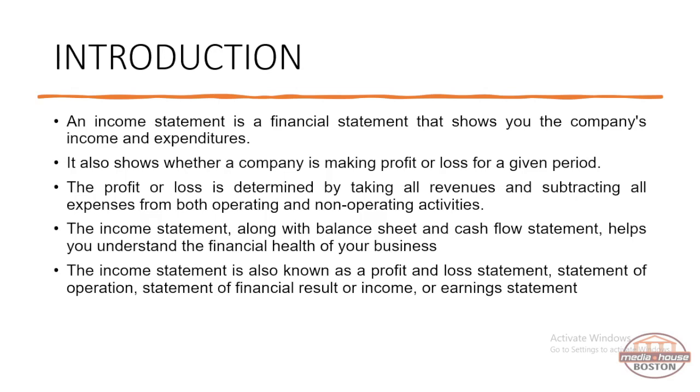The income statement also indicates whether the company is being profitable or not. Here it says that it shows whether a company is making a profit or loss for a given period. The profit or loss is determined by taking all revenue and subtracting all the expenses from both operating and non-operating activities. So when we calculate the income under the statement of profit or loss and other comprehensive income, we have to add all the revenue and subtract all the expenses that the company incurred trying to generate this revenue. All of them have to be shown within the income statement.